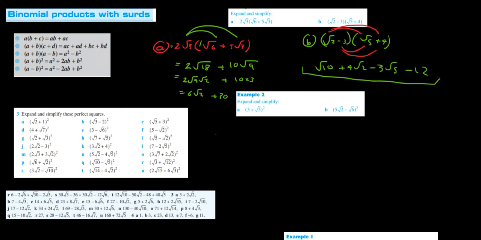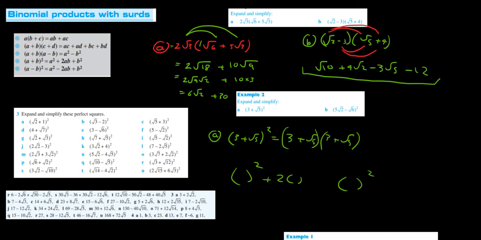Okay, so let's have a go doing A. This time we've got 3 plus root 5 squared. That is the same as 3 plus root 5 times 3 plus root 5. And I'd encourage you to square the first, square the last, and double the product. The first one's 3. The last one is root 5. And we've got 3 and root 5. So that just gives 9. That gives 6 root 5. And that just gives 5. So we get 14 plus 6 root 5.